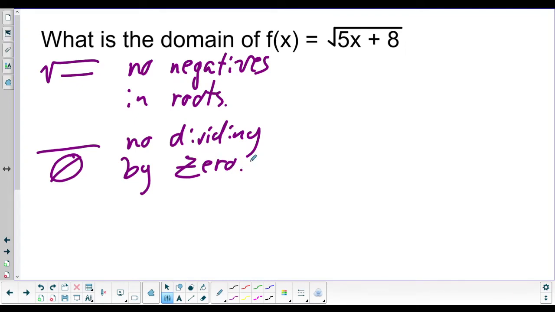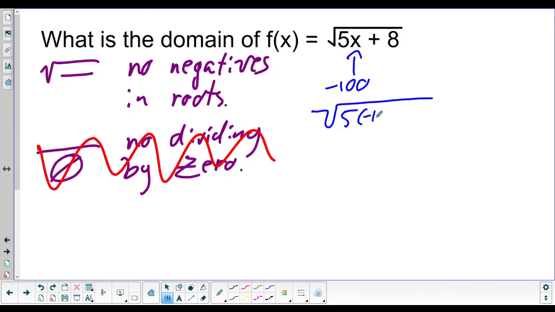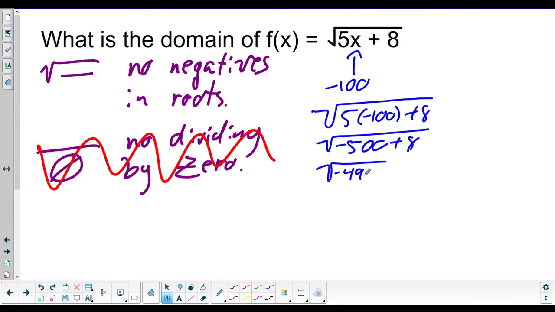Okay. So if we look at this problem here, we don't have any dividing, so we don't need to worry about this rule for right now. But we do need to worry about this rule because you could accidentally plug in a number that makes this negative, right? If x is negative 100, then we're going to have 5 times negative 100 plus 8. That's negative 500 plus 8. That's negative 492. Oh no, we have a negative inside our root. That's bad. So we can't have that.